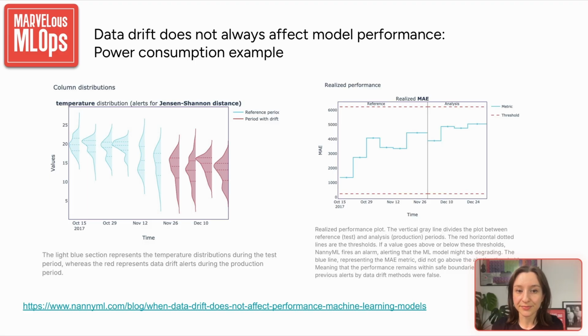So the takeaway? Not all data drift is harmful. Sometimes drift is just noise, or the model is robust enough to handle it. That is why in MLOps it's important to track both data and performance before taking action. This example is taken from a nice article from NannyML. I highly recommend you check it out.